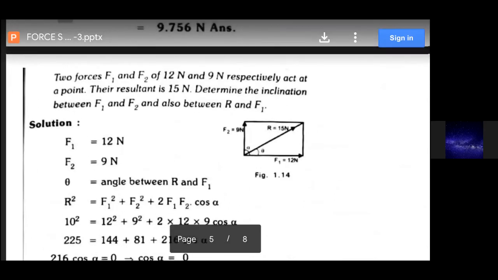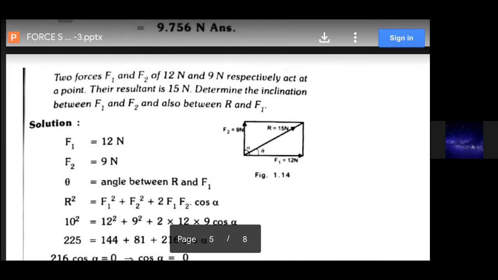Next problem. Two forces F1 and F2 of 12 Newton and 9 Newton respectively act at a point. The resultant is 15 Newtons. Determine the inclination between F1 and F2 and also between R and F1.